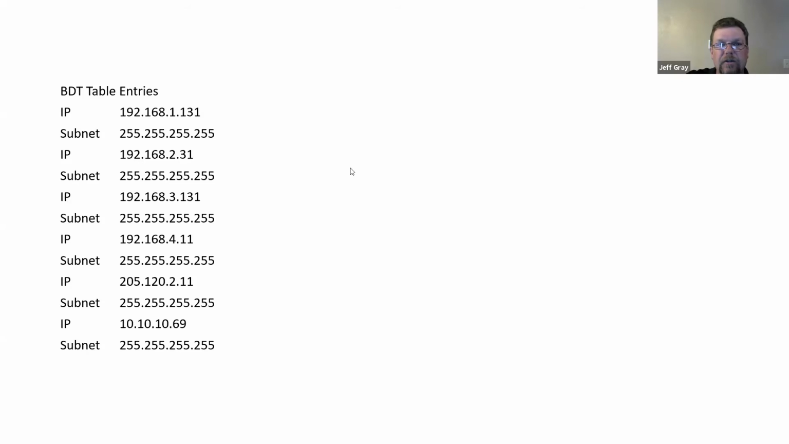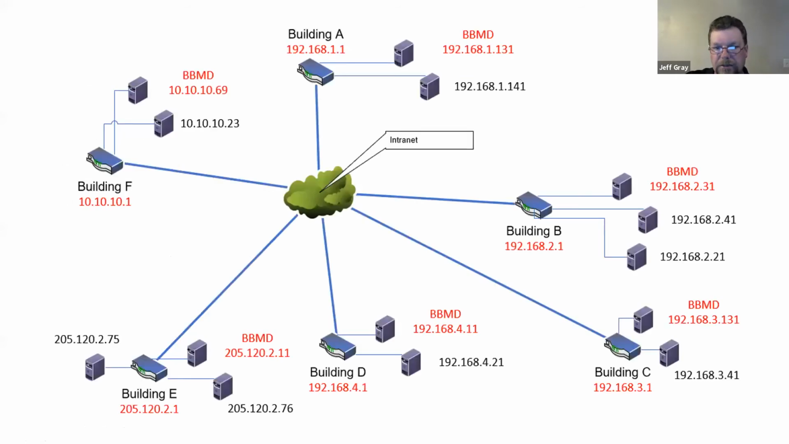So if you notice, the only entries that we have on here are the 6 BBMD buildings that we have. And the 205.120 and the 10.10.10 network will talk to the 192.168.1.234 networks. So they don't all have to be the same prefix or network number. They can be any network number that the IT department has set up, as long as they are on that BDT table entry. That's pretty much all of it in a nutshell.